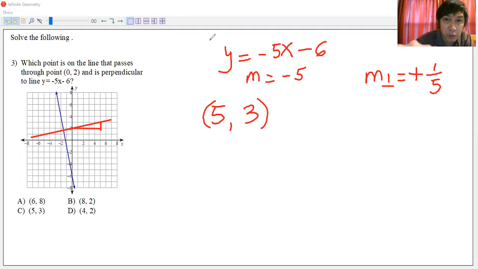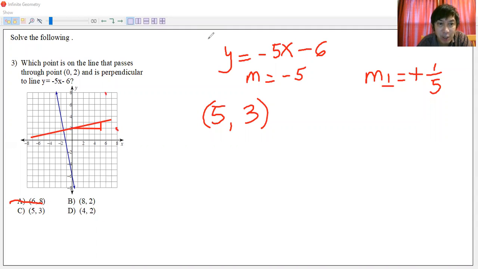6, 8 must be somewhere here. That's far out, okay? 6, 8 is somewhere here, there. That's not a point on the red. That's letter A. So you can cross out the A. And then 8, 2, where is 8, 2? 8, 2 is somewhere here. There. And that's far out from the red line.